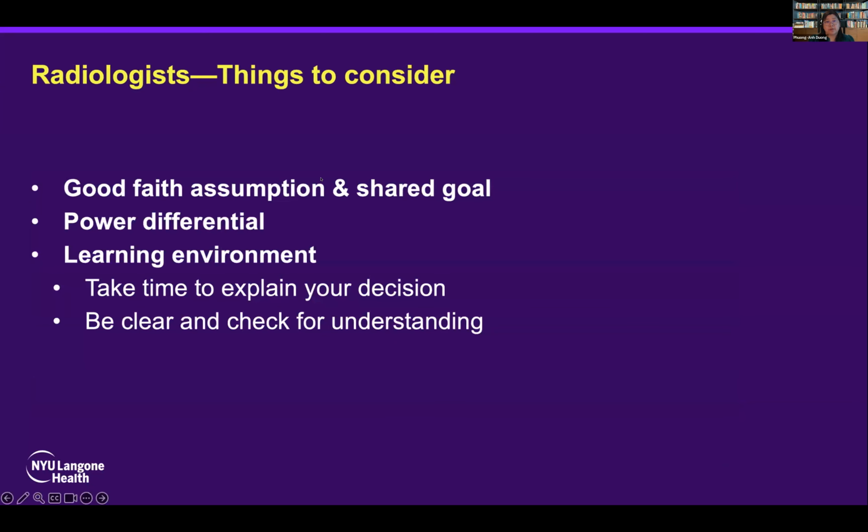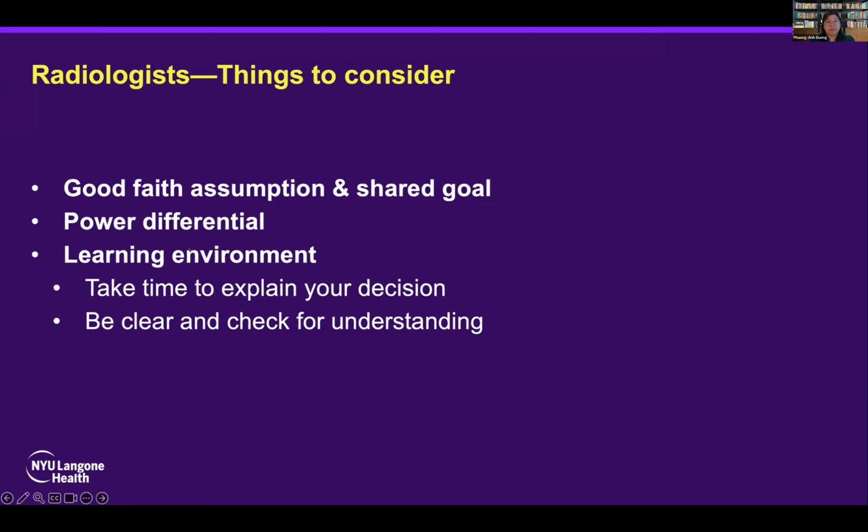So I want to ask you, as radiologists, to consider a few things when you're talking to technologists. One is that we should make a good faith assumption that we're all here for the same reason. We're here to take care of the patient and to take care of them well. We have to realize that there's a power differential. As we just discussed, many of the technologists are not used to speaking up or are afraid to speak up because of that power differential.